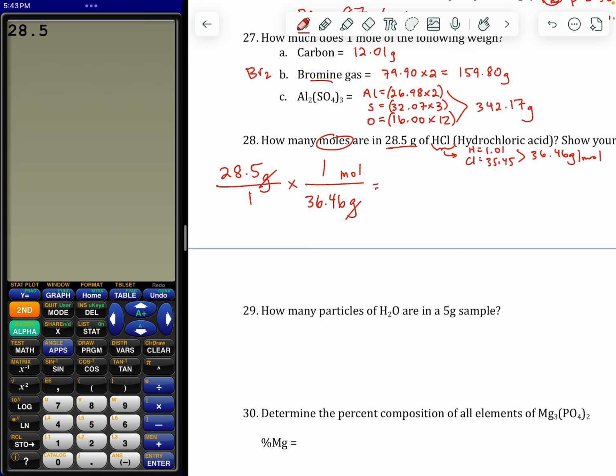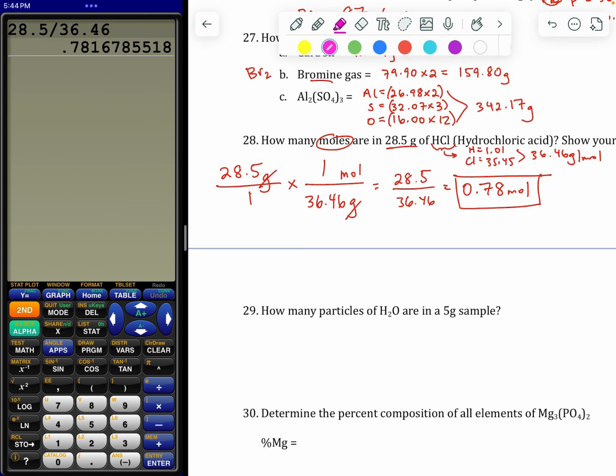And you can simplify these if you want. Really what we're doing is multiplying everything that's on top, and all the numbers that we find on the bottom we divide by. And we end up with 0.781. So if you wanted to simplify, that's 28.5 times 1 up top, and down here, that's 36.46 times 1. And then we just divide them by each other, which gives us 0.78 moles. That is our final answer there.